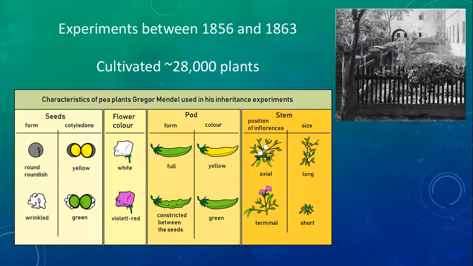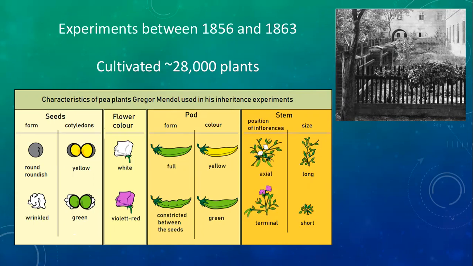And he started his experiments by focusing on distinctive characteristics of pea plants that seem to be inherited independently of each other. So these were the form of seeds, the color of seeds, the color of the flowers, the form of the pods and the color of the pods, and also the shape of the stems and the size of the stems. And for each characteristic, there were different variants, so different colors for the flowers, different colors for the pods, different forms for the pods, and so on and so on.